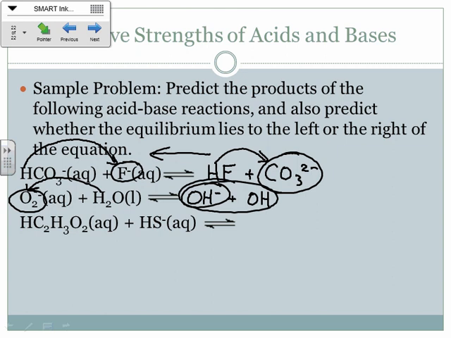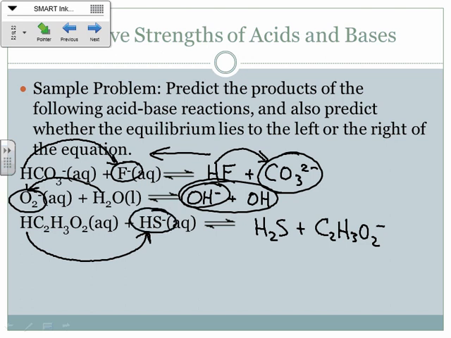And then the last one here, HS minus is kind of amphoteric. It could go either way, but the acetic acid is an acid, so it's going to tend to give away its proton, which means the HS minus in this case will probably be a proton acceptor. So that's going to end up being H2S plus C2H3O2 minus.